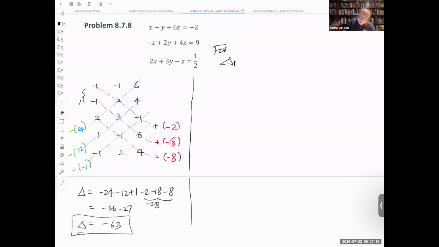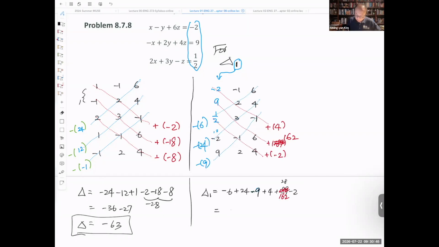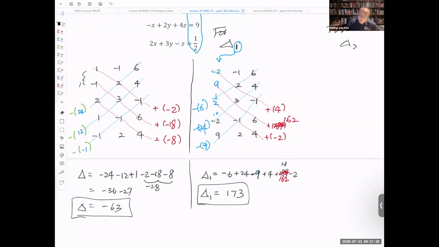So for delta 1, the first column, we're going to use this number. So that is -2, 9, 1/2. And the second and third columns are the same: -1, 6, 2, 4, 3, -1. Copy down the top two rows: -2, -1, 6, 9, 2, 4, and then the diagonals. That should be 173.